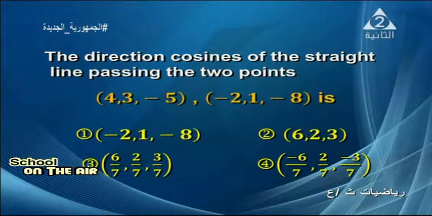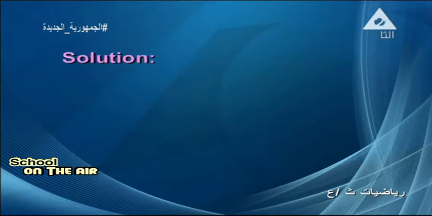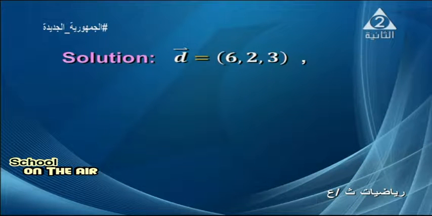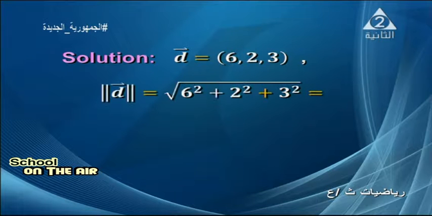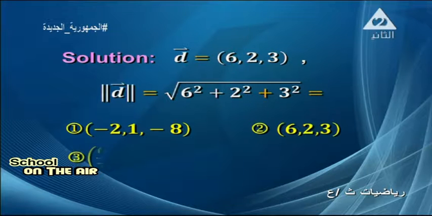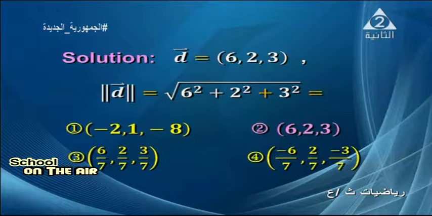My dear student, we have 2 points A and B. At the first, we find the direction vector. Look at the direction vector subtraction: B minus A equals (6, 2, 3). Also, find the norm of D. Norm of D is the square root of first power 2 plus second power 2 plus third power 2, 6 power 2 plus 2 power 2 plus 3 power 2. Then divide each component by the norm of D. Then the correct answer is (6, 2, 3) over 7.